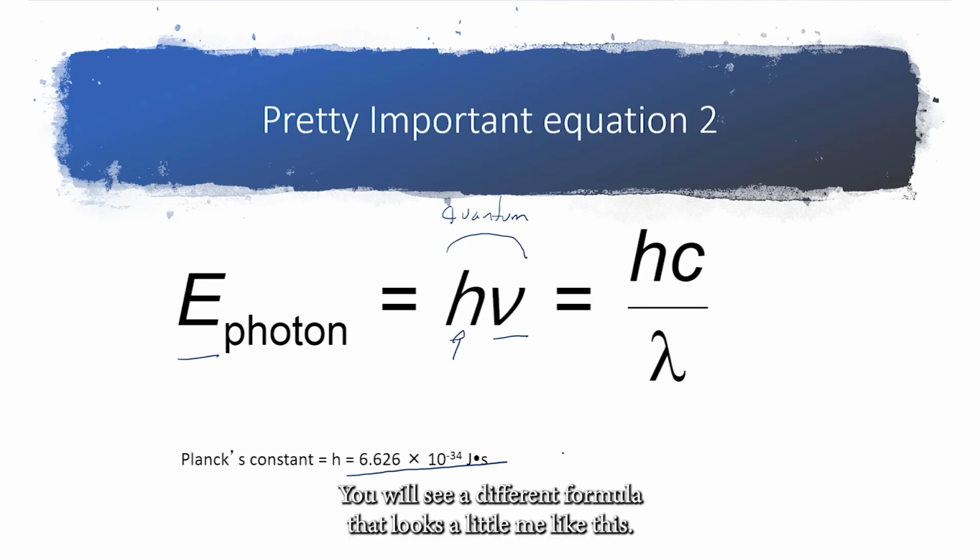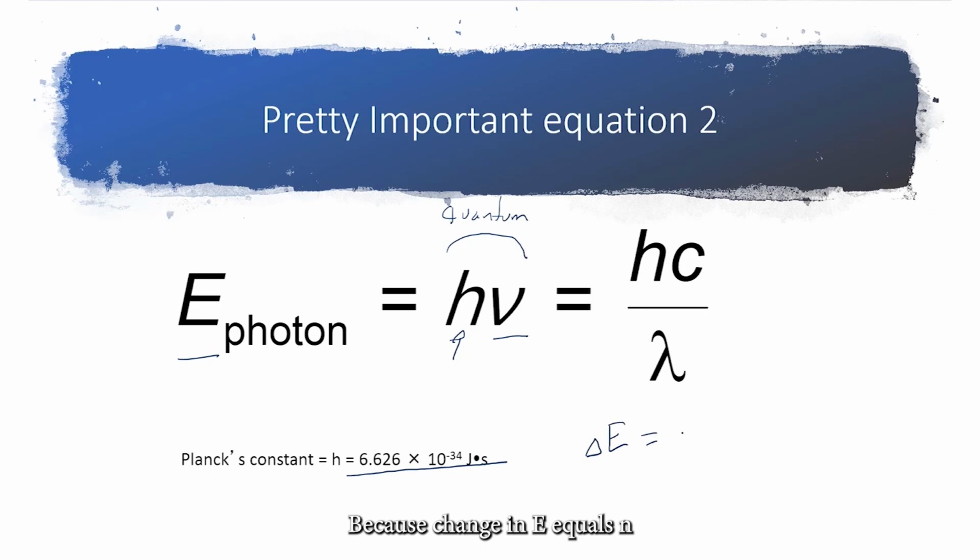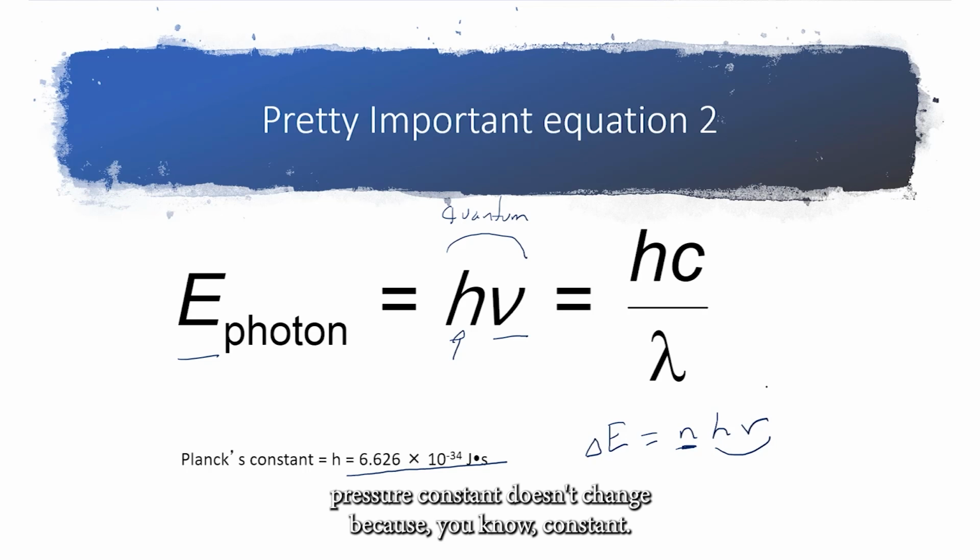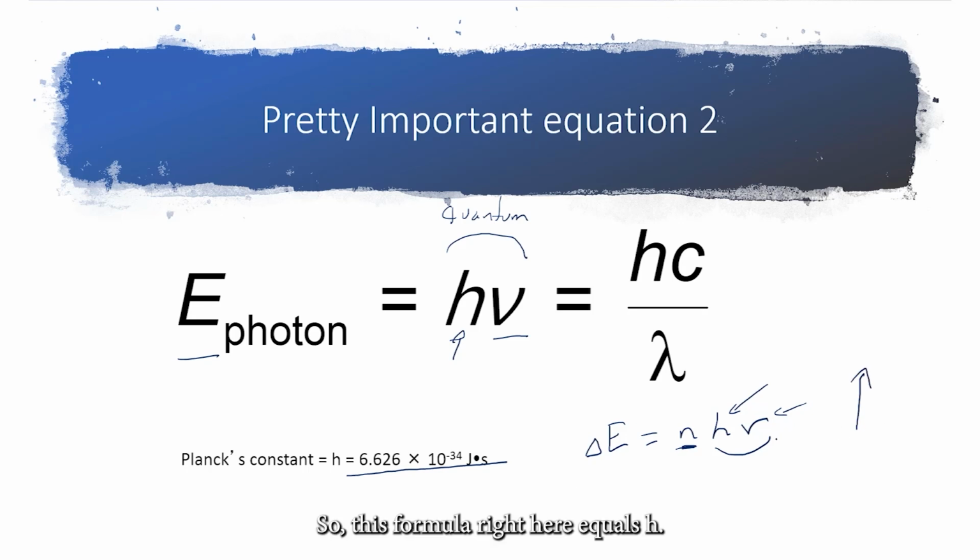h times nu. You will see a different formula that looks a little something like this. It goes change in E equals n h nu. And what that means is this n is the number of quantums we have, and this h times nu is a quantum. Now you should notice something here. A quantum is a constant times frequency. Pretty sure a constant doesn't change because, constant. But frequency can change, which means that the energy in a quantum goes up when our frequency goes up. So this formula right here, E equals h nu, is one that we use quite often.